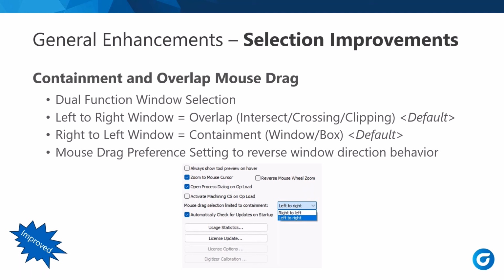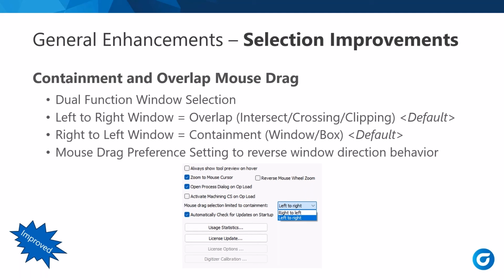Now in 2025, by default, if you shift drag a window left to right, you will have this overlap scenario. Some systems would call this an intersect or a crossing or a clipping. Basically, if you touch any entity with that window, it'll be selected. And that's the behavior that we're all used to in GibbsCAM.